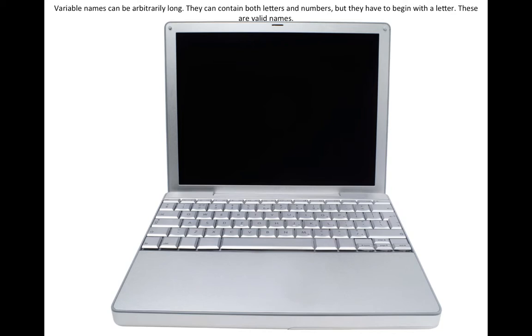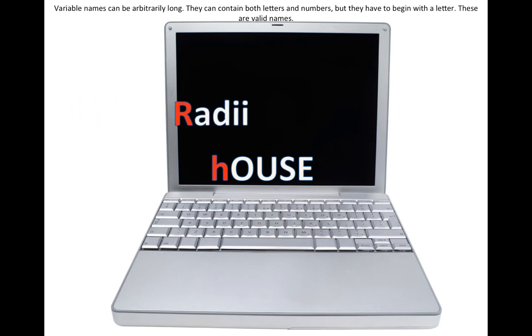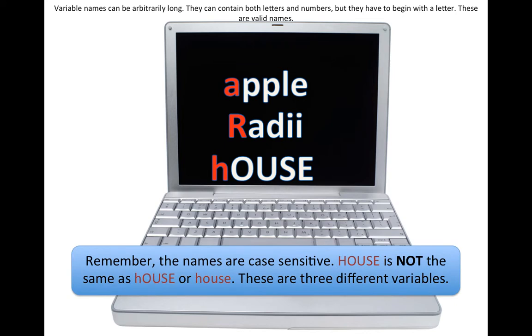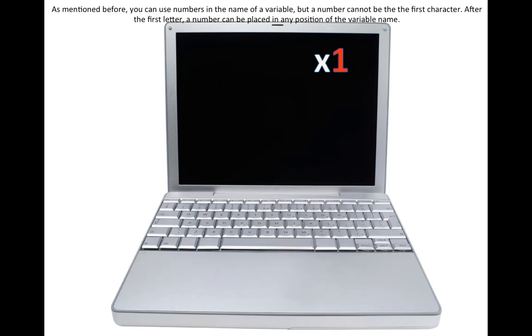Variable names can be arbitrarily long. They can contain both letters and numbers, but they have to begin with a letter. These are valid names. Remember, the names are case sensitive. As mentioned before, you can use numbers in the name of a variable, but a number cannot be the first character. After the first letter, a number can be placed in any position of the variable name.